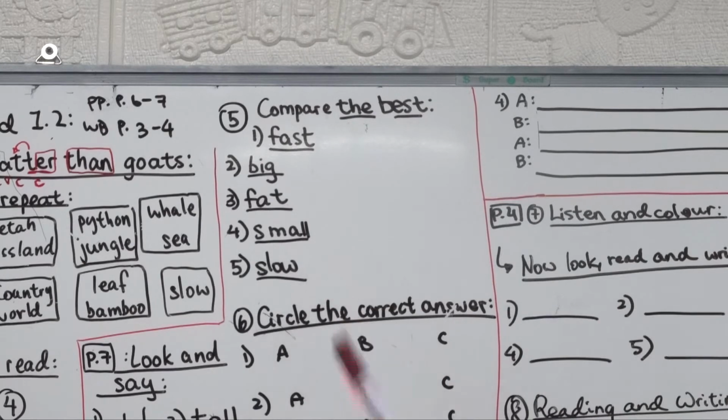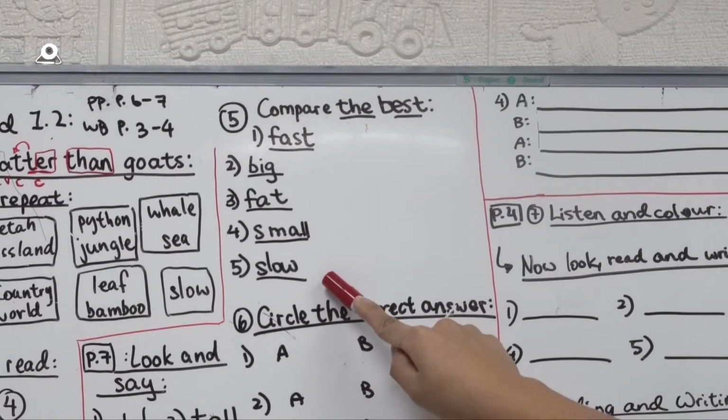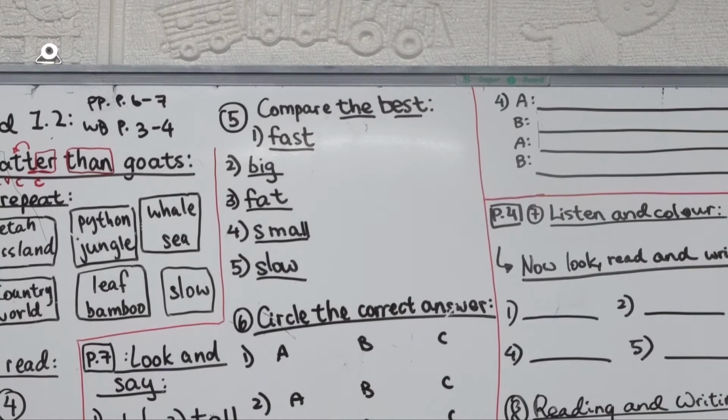Number 5, slow. We have different animals. We have a snail, a python, and a lizard. Which one is the slowest? Right, so how do we say the sentence for the slow snail? The snail is the slowest of the 3. Alright, so number 2, the whale is the biggest of the 3. Number 3, the hippo is the fattest of the 3. Number 4, the mouse is the smallest of the 3. And number 5, the snail is the slowest of the 3.